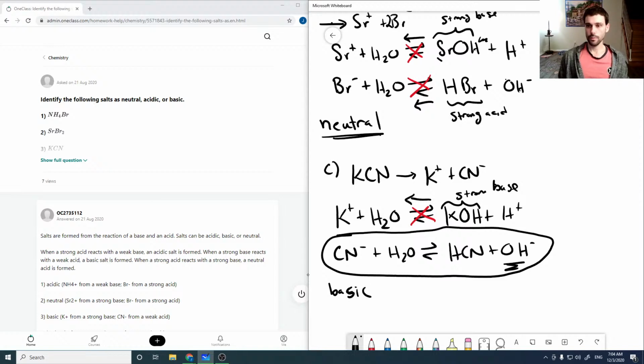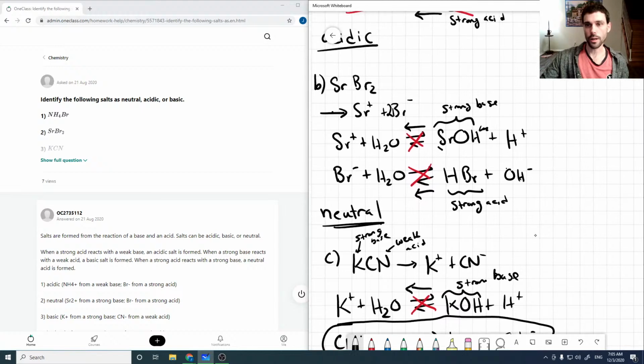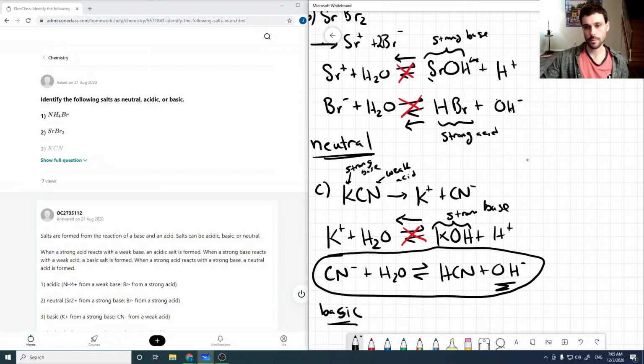And so this is from a strong base, this is from a weak acid, and so the salt is basic. In the question before, I didn't mention it, but they were both from strong acid and strong base, so it comes out to be neutral.